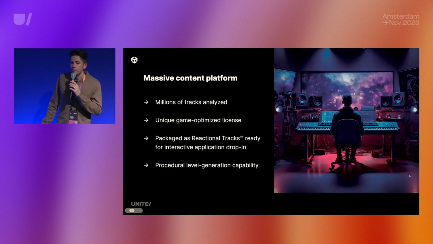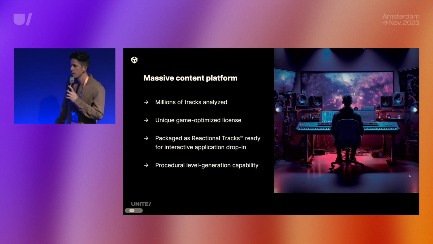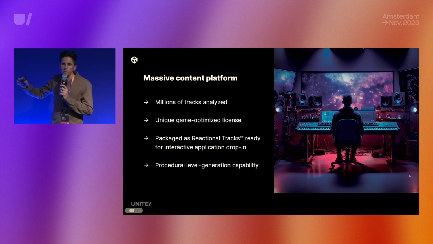What we also have is a huge content platform. Reactional is also about bridging the music industry and the games industry together. The music industry really wants to be in the games industry, but they don't know how to get in. They've been used to making sync deals where big AAA studios can afford to sync certain songs, but they have a massive amount of music that could be put into a game, but they lack the connection there.